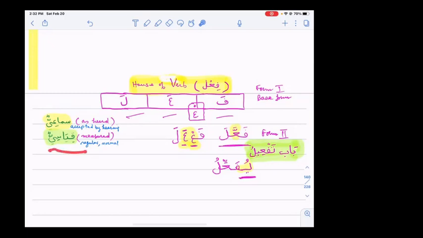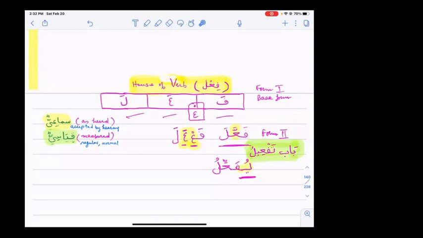But what is Qiyasiyun? It is measured. No guesswork. And they are regular, normal. This is another meaning of Qiyasiyun. But I say measured. They have a pattern of it. So now, my brothers and sisters, when you come to Al-Fi'lu Thulathi Mazid Fihi, which is the derived form of 3-letter verb, what are they?